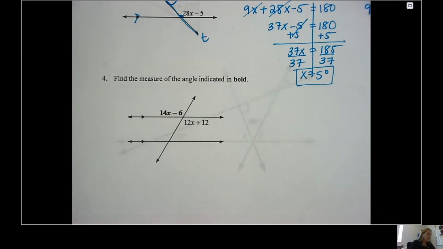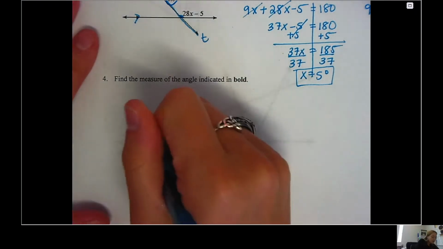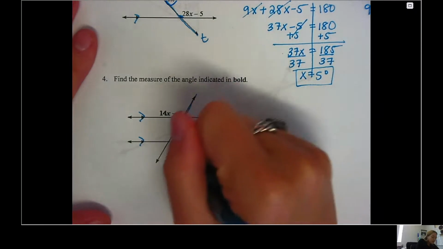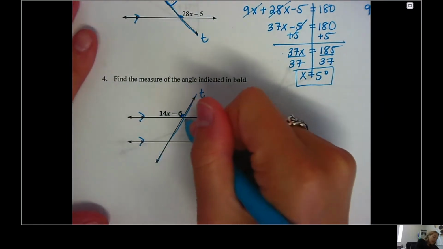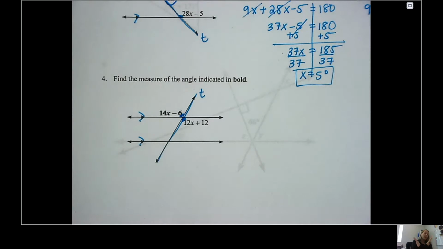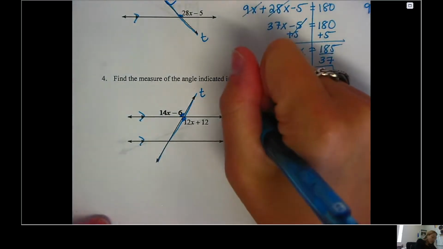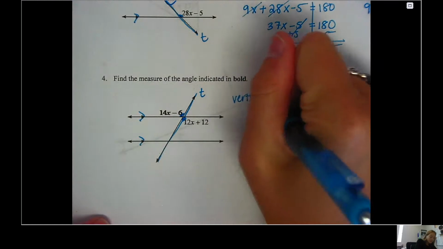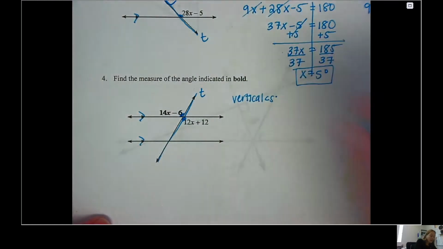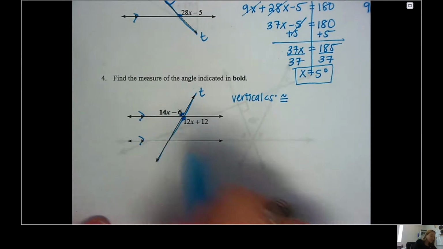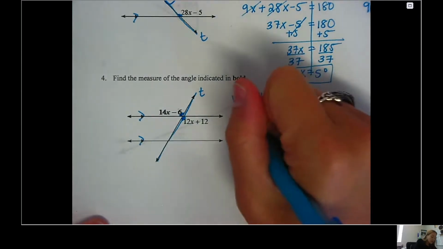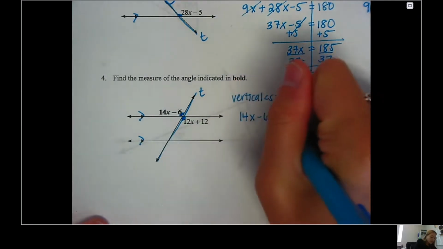Number 4, find the measure of the angle indicated in bold. Again, I have two parallel lines, and I have my transversal going right through. Now these two angles make an X and are right across from each other. So when they make an X and are opposite of each other, they are vertical angles. I know vertical angles are congruent. So because of that, I'm going to take these two equations, set them equal to each other, and then I'll be able to solve for x.